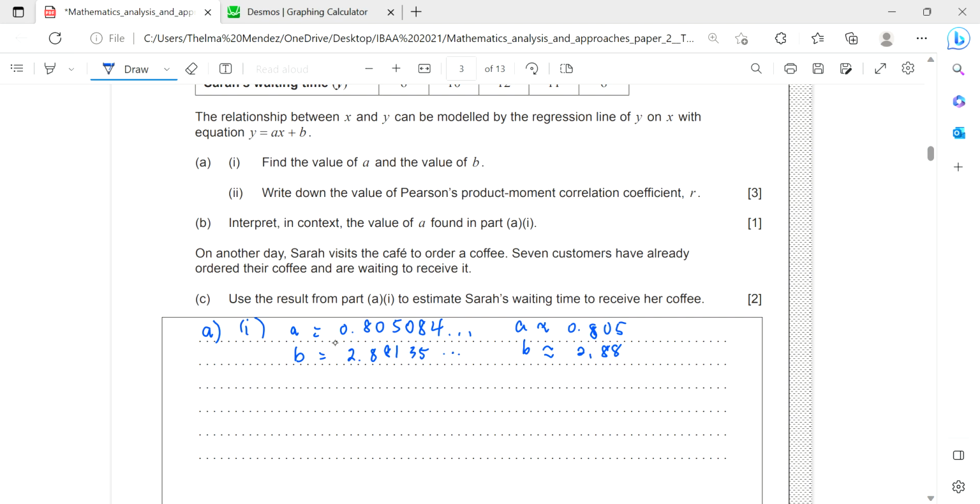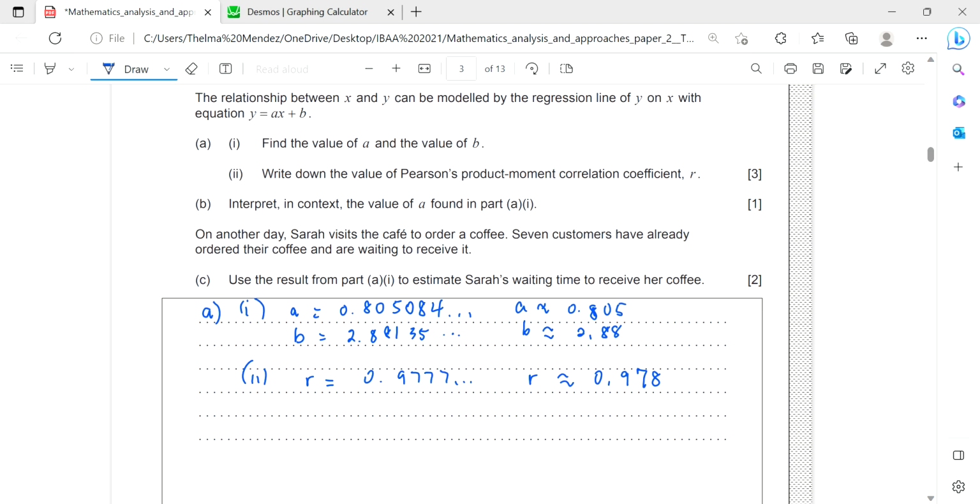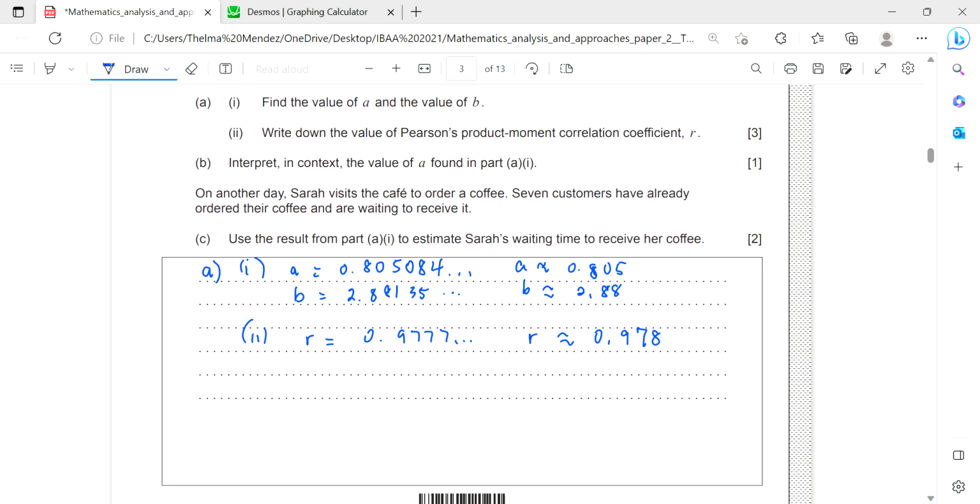Write down the PMCC. So how strong is the relationship? Okay, let's put some space here. So our R, copying from the calculator, is 0.9777, or our R is approximately 0.978.